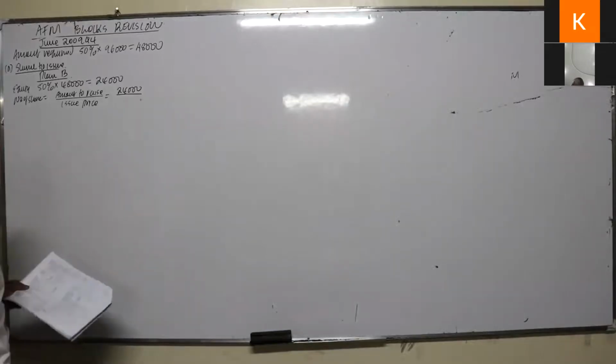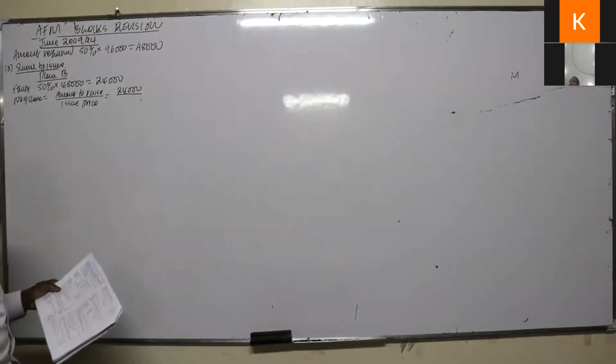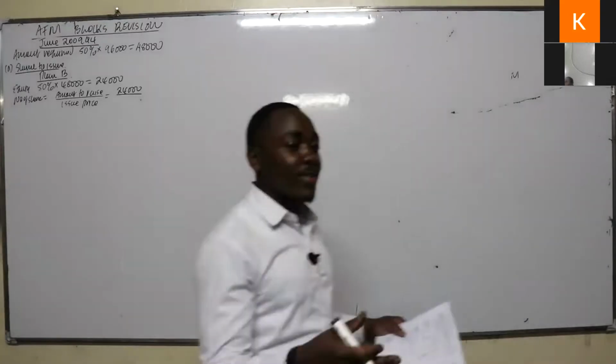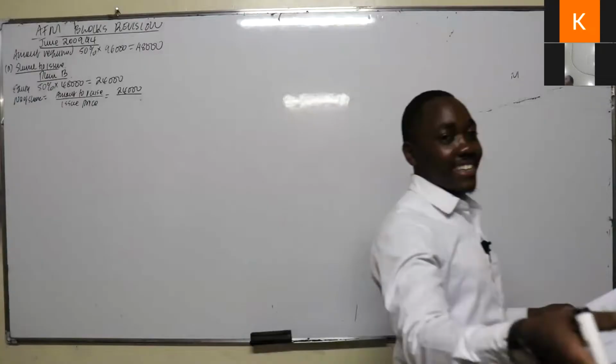You should be through by now. You are getting? I can see everyone is using a calculator, but you don't give me the answer you are getting. What are you getting as the issue price?